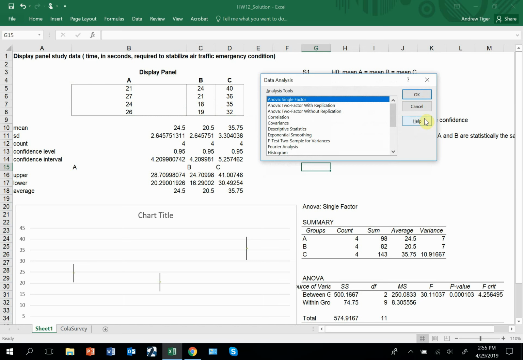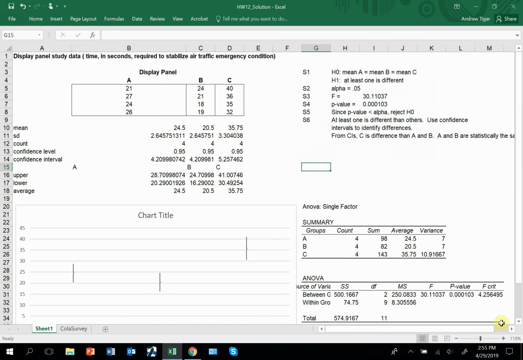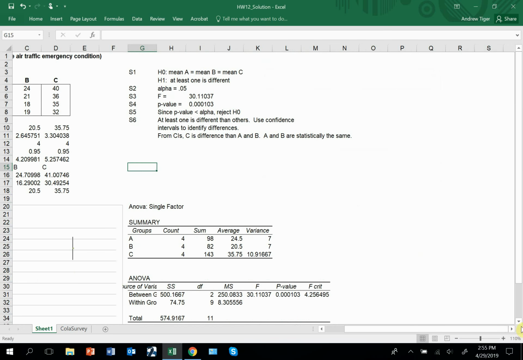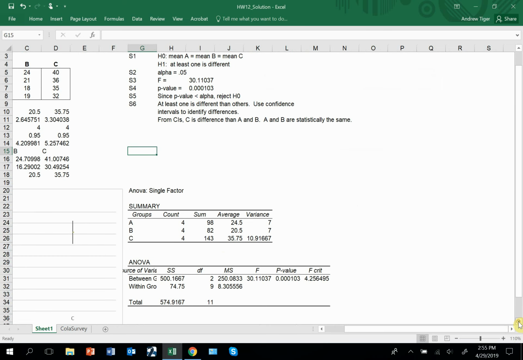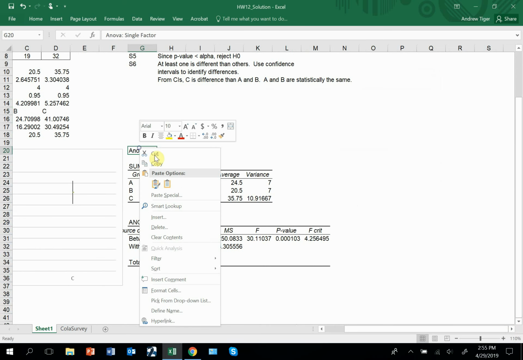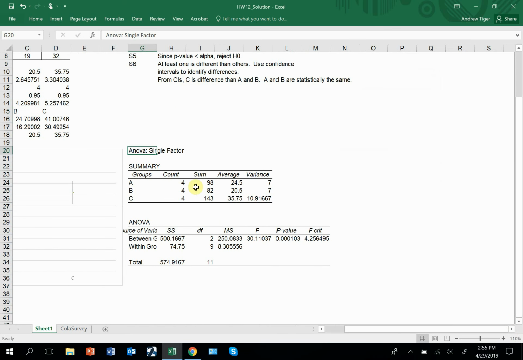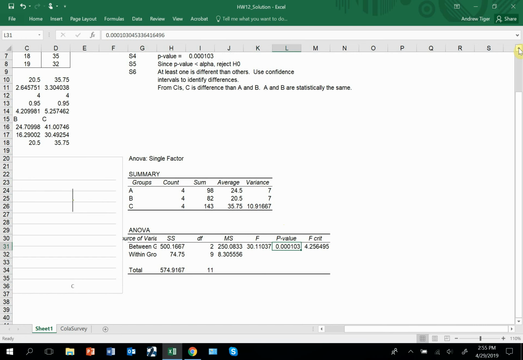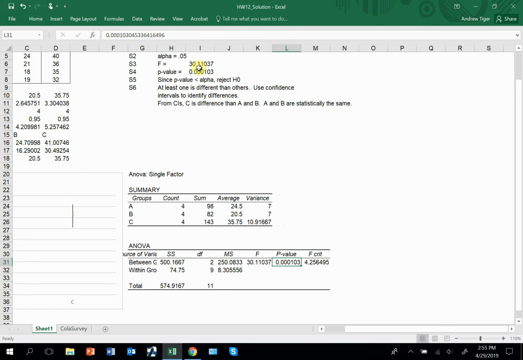I've already got the data right here. The most important thing is the F statistic from the data and the p-value. Here's the F stat. Here's the p-value. Since the p-value is really small, we can reject the null hypothesis, which means at least one of these panels is different than the other two.